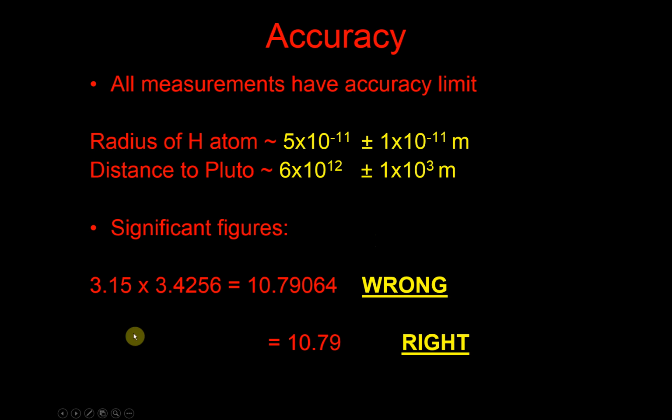Where most people make a mistake involves significant figures. If you were to take the value of 3.15 and multiply this by 3.4256 and then quote whatever your calculator gave, your calculator would give you 10.79064. This would be the wrong number to quote. Here you're going to 4 decimal places. Here you're going to 2. You can only go to the minimum number of decimal places. So, if we were to round this, we would say this was 10.79. This would be the answer we would quote.